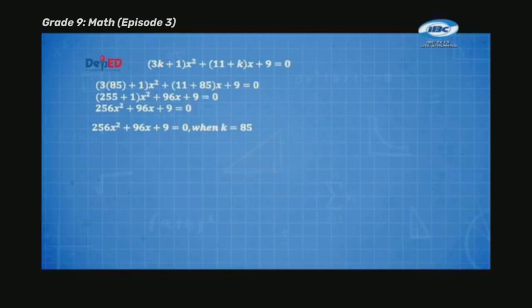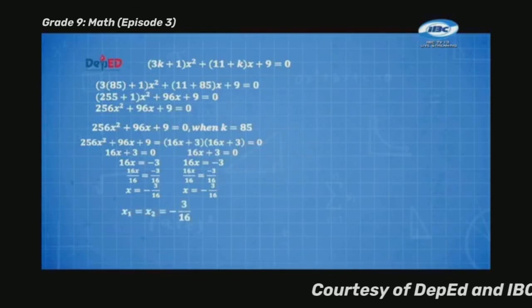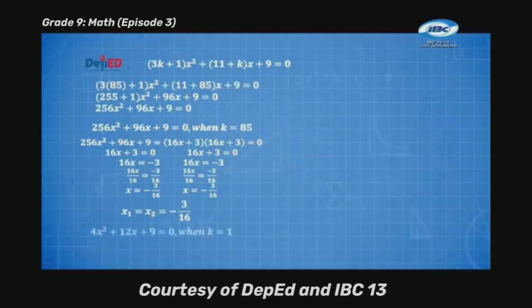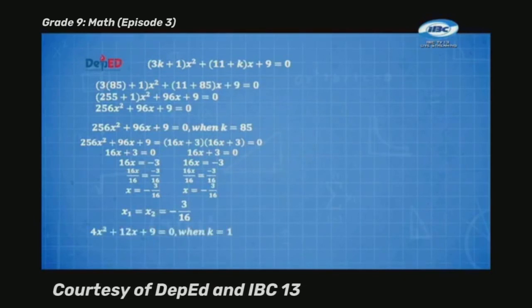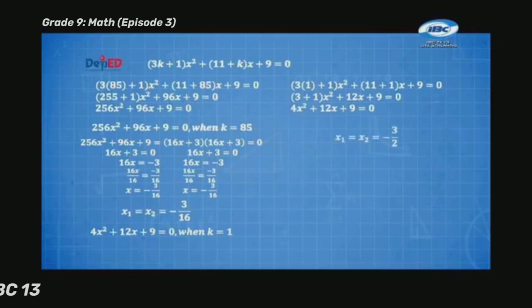256x squared plus 96x plus 9 equals 0 when k is equal to 85. Its roots are equal. x sub 1 and x sub 2 are both equivalent to negative 3 over 16. 4x squared plus 12x plus 9 equals 0 when k is equal to 1. Its roots are also equal. x sub 1 and x sub 2 are equal to negative 3 over 2.